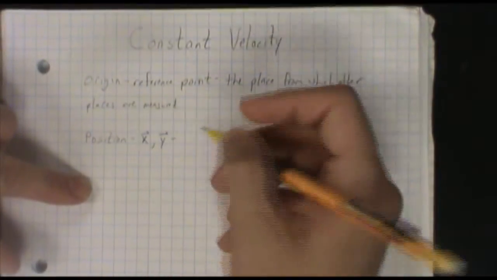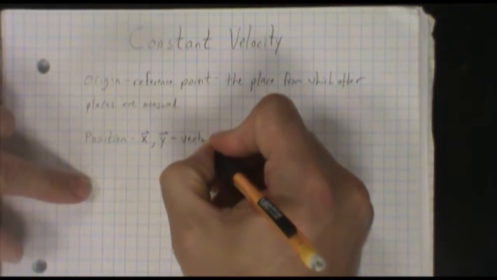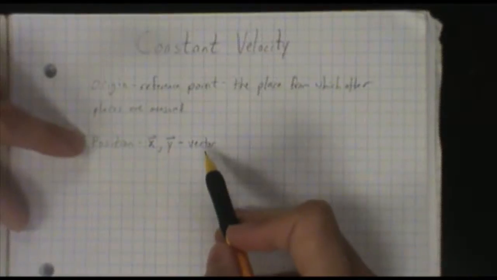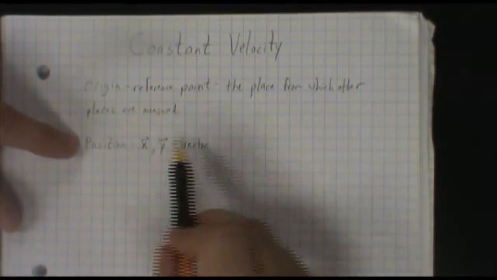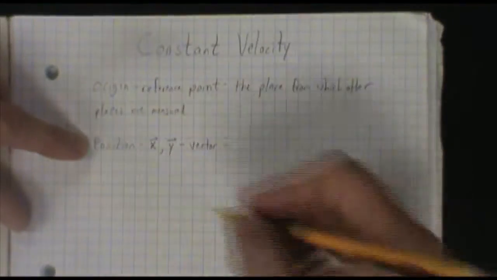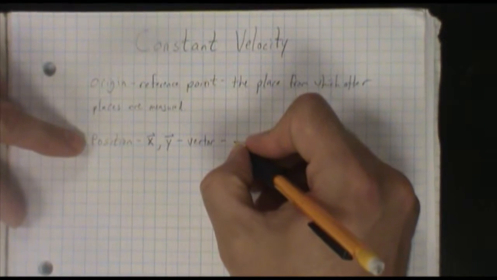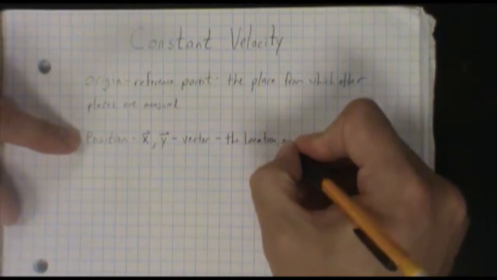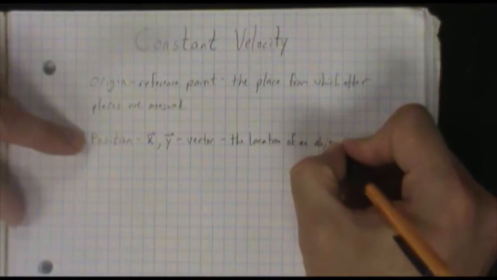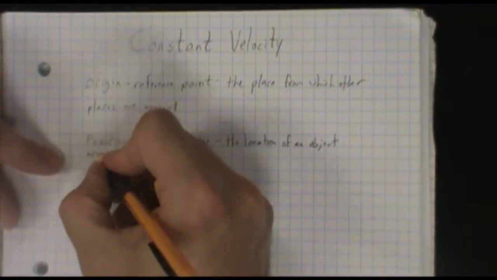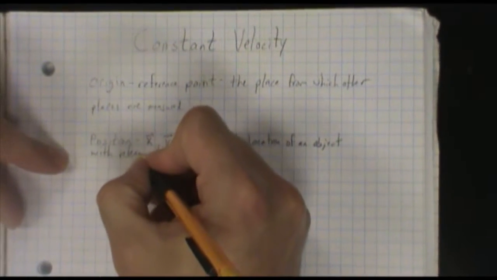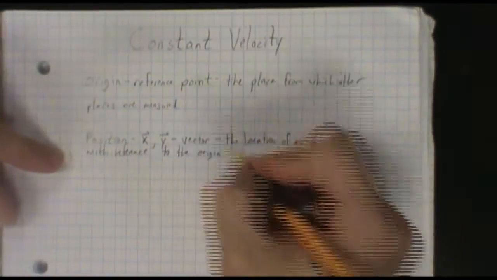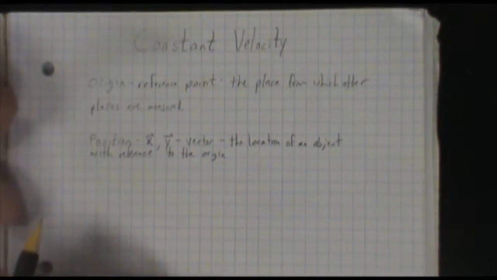So, position, things you need to know. It is a vector value. We'll talk about what that means exactly, not right now. So, position is a vector. You need to know that. There's the symbol. What do we mean by this? It is the location of an object with reference to the origin. That is what we mean by position.